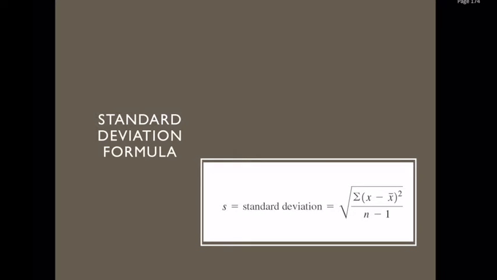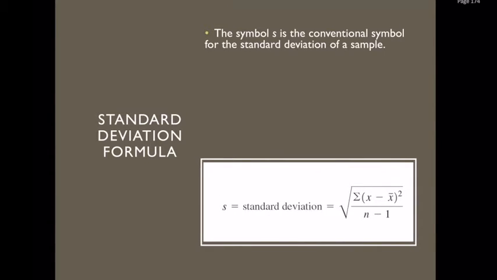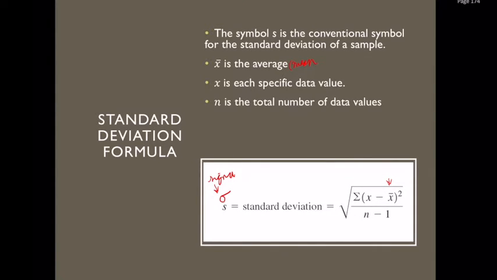Luckily for you guys, your graphing calculators can do this, and I have uploaded the manuals for your graphing calculators for you. But let's break this definition down piece by piece. So the symbol S, also sometimes represented with the Greek letter sigma, is the conventional symbol for standard deviation of a sample. X bar, that's how we read this, is the average, otherwise known as the mean. X is each specific data value in our data set, and N is the total number of data values, and then we subtract 1 from this. So this is also our sample size.